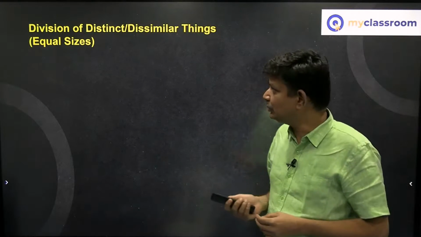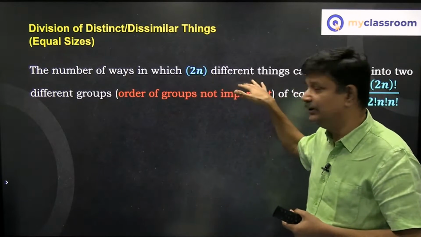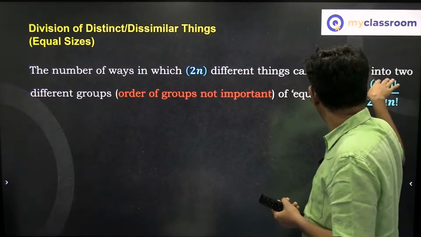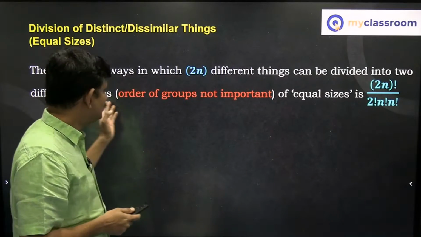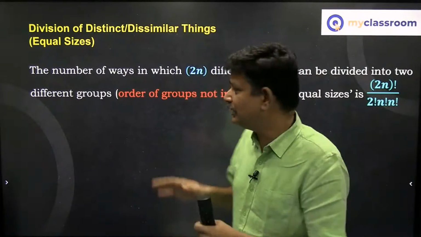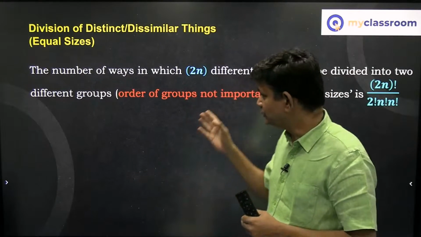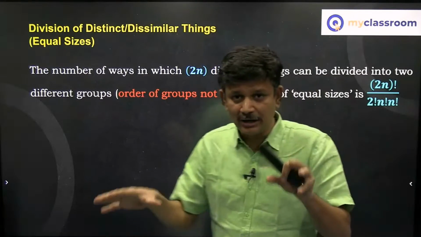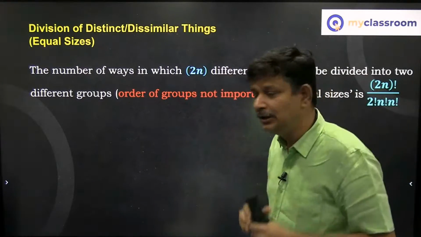Now coming to equal sizes. Let's say you have 2n different things, and you have to divide them into two different groups. Order is not important. That means the boxes are identical. Order among the groups is not important, which means you are dividing into identical boxes.